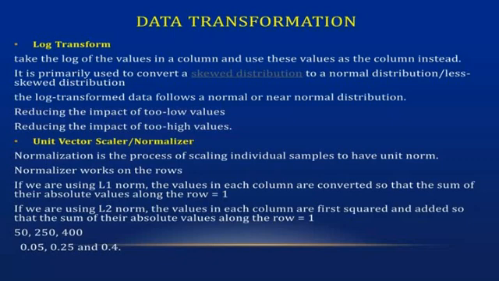The unit vector scalar or normalizer. Normalization is the process of scaling individual samples to have unit norm. Normalizer works on the rows. If we are using the L1 norm, the values in each row are converted so that the sum of their absolute values along the row is equal to 1. If we are using the L2 norm, the values in each row are first squared and added so that the sum of their squares along the row is equal to 1.